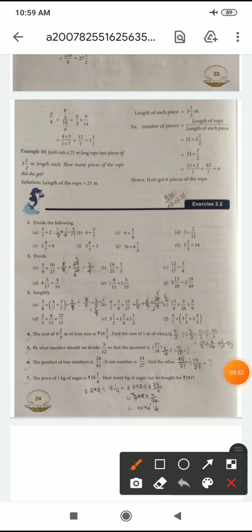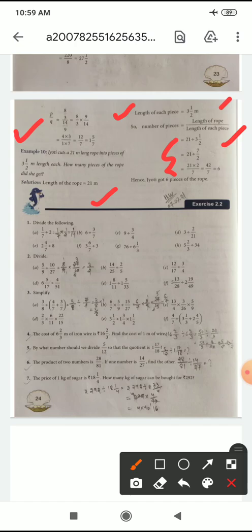Then example 10. Jyoti cuts a 21-meter long rope into pieces of 3 whole 1 by 2 meter length each. How many pieces of the rope did she get? The length of the rope is 21 meter. Length of each piece equals 3 whole 1 by 2 meter. So the number of pieces, we just divide the length of the rope by the length of each piece. You divide like this, then you get your answer.